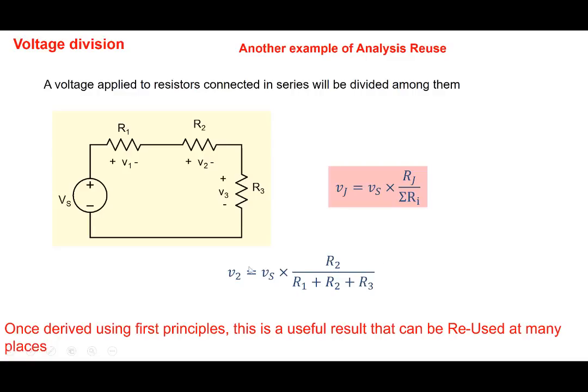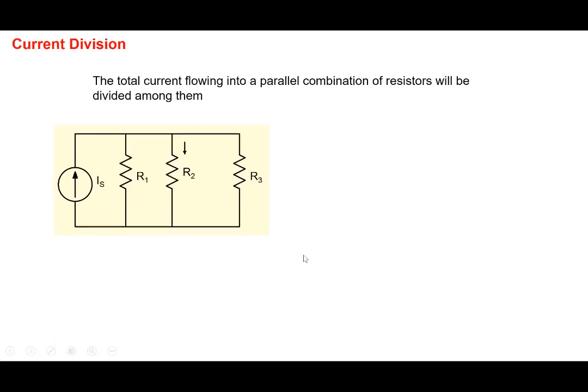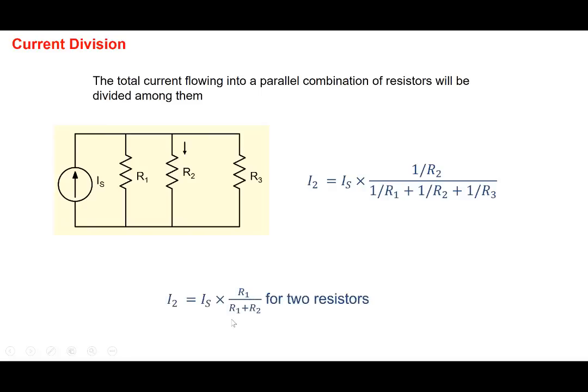Again, we have derived it. You can derive it from first principles, but use it wherever you can find that this is applicable. Similarly, the counterpart to that is the current division. The total current flowing into a parallel combination of resistors will be divided amongst them. So if you have a current here, it will divide between R1, R2, R3. And the current, let's say, flowing in R2 would be equal to the current which is dividing multiplied by this expression here. And a simpler one where you have only two resistors is often useful, we'll find. I2 will be equal to Is multiplied by, since it's I2, the resistor here is R1 plus R2 here. Okay, so a useful result derived using your KCL and KVLs, and can be deployed at many places.